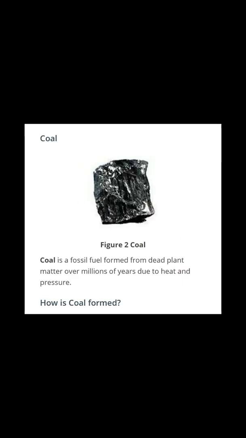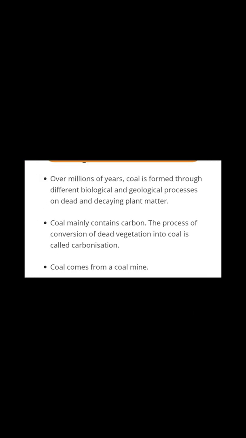Coal. Coal is a fossil fuel formed from dead plants over millions of years due to heat and pressure. How is coal formed? It is formed over millions of years. Coal is formed through biological and geological processes on dead and decaying matter. Coal mainly contains carbon. The process of conversion of dead vegetation into coal is called carbonization.